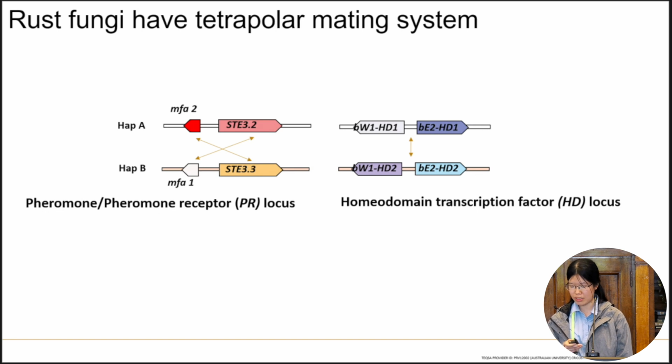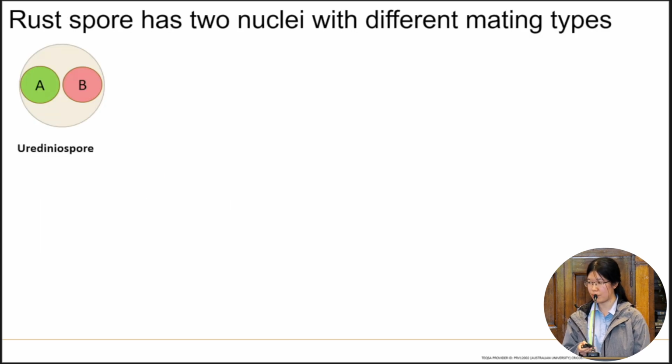By mating type locus, there are two mating type loci in rust fungi, the PR locus and the HD locus. The PR locus consists of at least one pheromone peptide and a pheromone receptor encoding gene. And each HD locus consists of two HD genes, BW1HD and BE2HD. To have mating compatibility, these two loci need to be different from each other. And we know rust spores have two nuclei with different mating types.